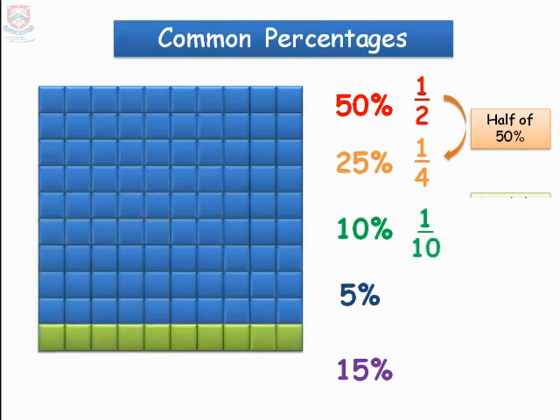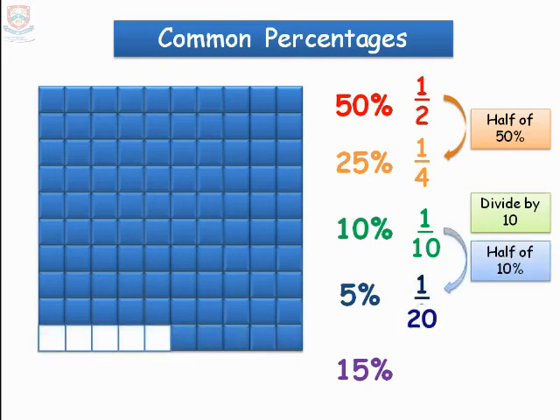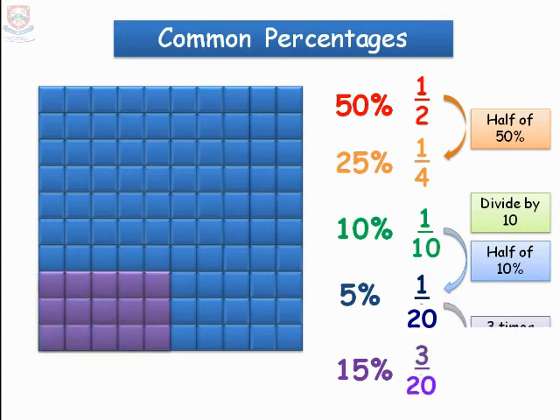10% will just be 10 out of our 100. So if we just divide by 10, we could find 10%. We should then be able to see that 5% is just half of that value. So if you can find 10%, half it, you have 5%. To get 15%, we find out what 5% is, and then take 3 lots of them. You could also add together 10% and 5% to give 15%. Any of these methods will work.